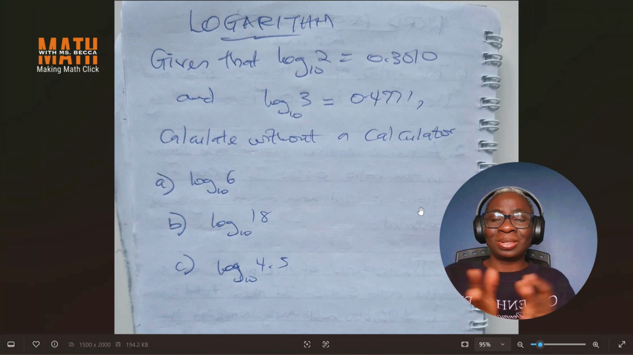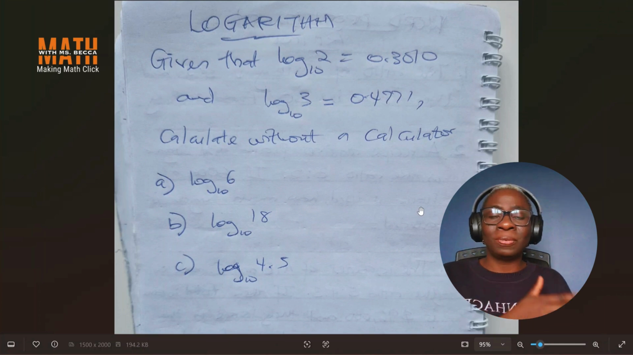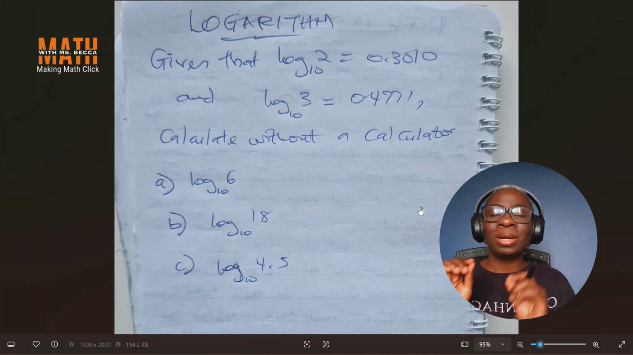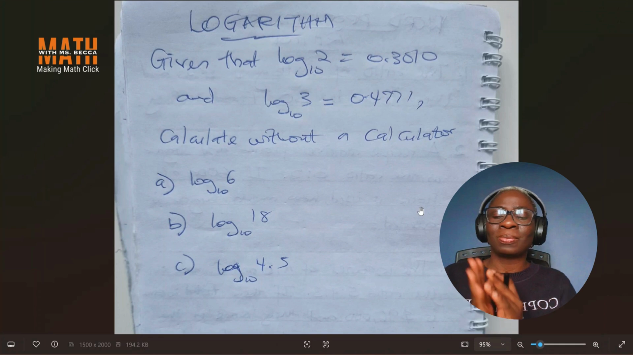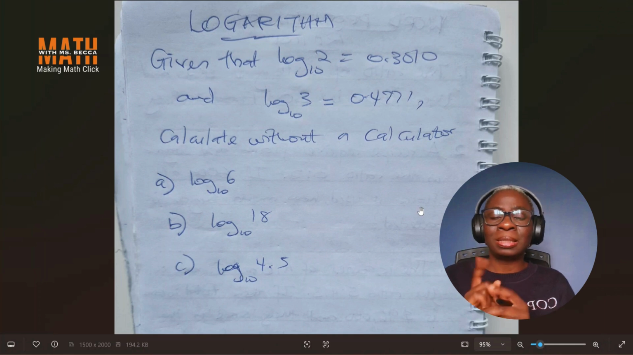How do we solve log questions without using a calculator? Look at these questions. It says, given that log 2 base 10 equals 0.3010 and log 3 base 10 equals 0.4771, calculate without a calculator. A: log 6 base 10, B: log 18 base 10, C: log 4.5 base 10.